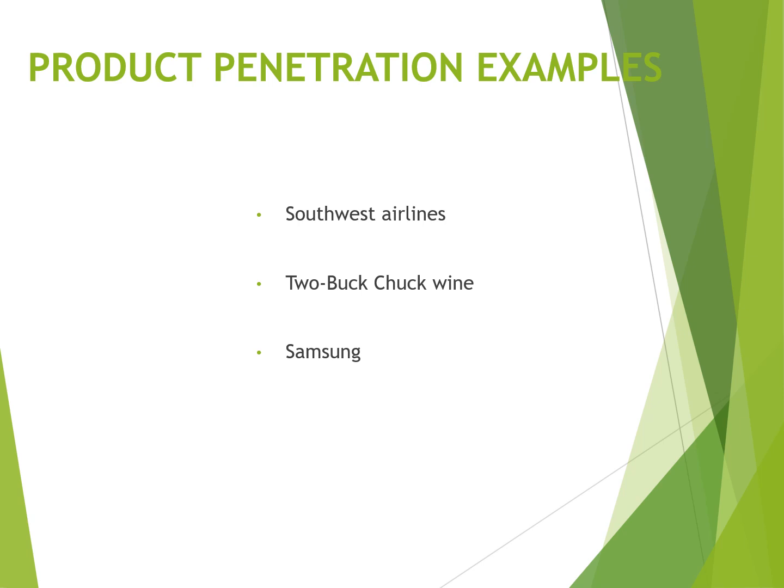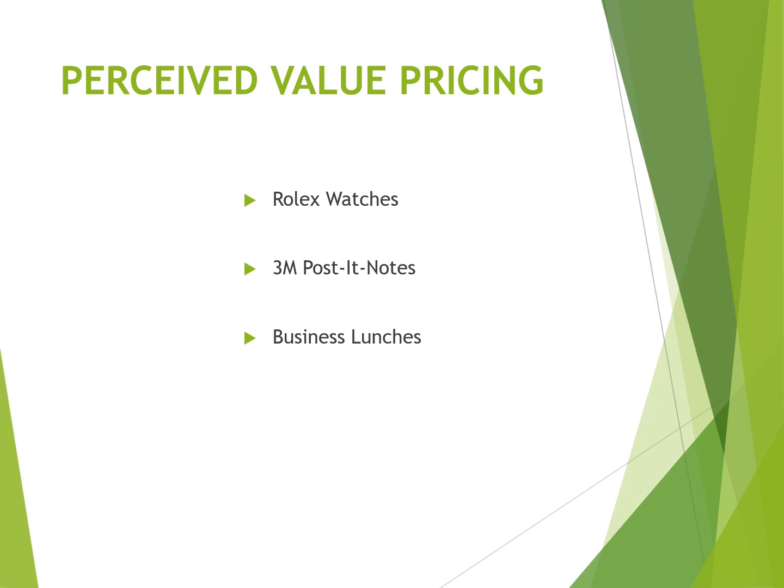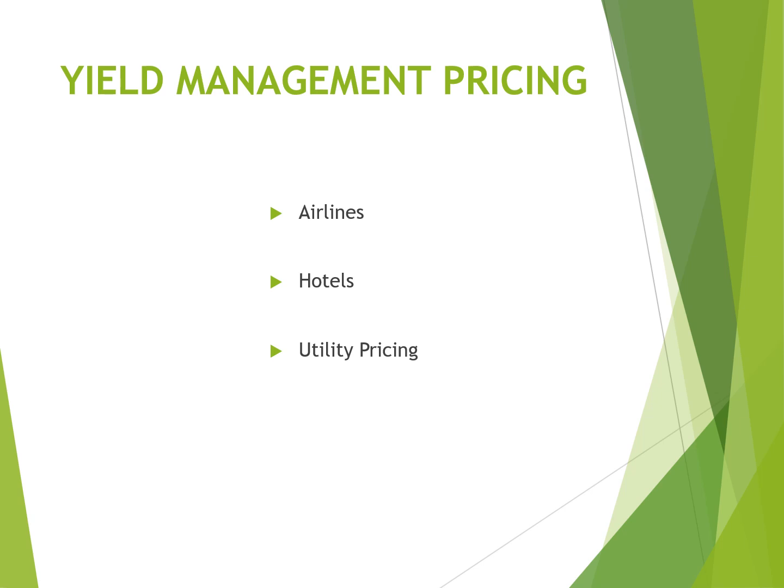Then the best examples for product penetration are Samsung, Southwest Airlines, and some wine products. These all come under product penetration. Perceived value pricing: in some cases, even though similar products exist, the brand value is there, right? Say, like a Rolex watch or a Lamborghini car, isn't it? So that is perceived value pricing. So we can put high prices in that.